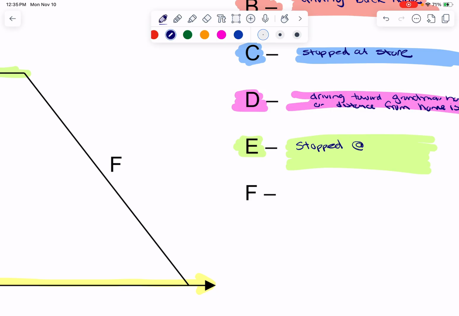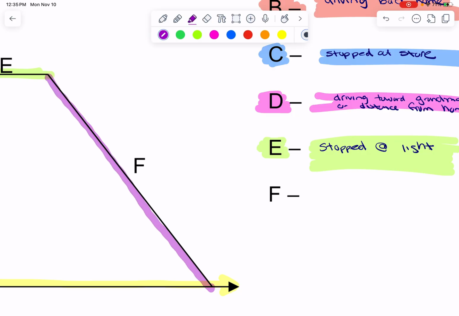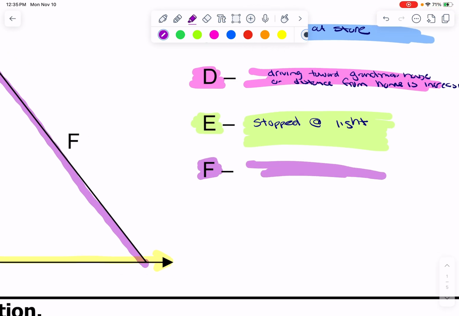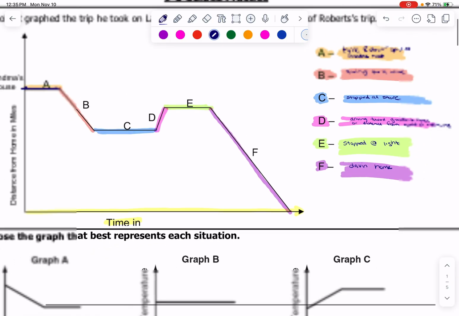Maybe I'm now stopped at a light or a stop sign. Or maybe I went to another store real quick. I don't know, but I've stopped. I'm not moving. All right, and on the last home stretch here, we're going to go purple. On the last home stretch, I have driven the rest of the way back to the house. Okay, so I have driven home. Or that's the distance that I am now back at the home.